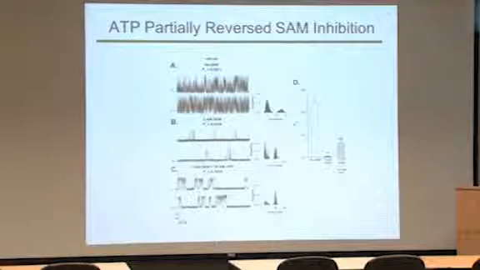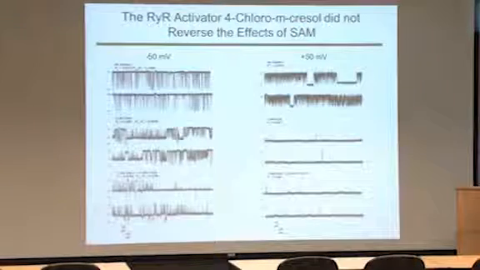Also, the inhibition at positive membrane potentials can be at least partially reversed by ATP. So here's the channel in control conditions. With the SAM, you see the inhibition, the fewer openings. You add ATP, and you get a lot of the openings back. So SAM seems to be working through the ATP binding site.